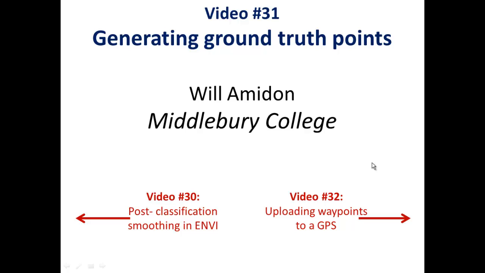Of course, with any classified image, many of the pixels have been misclassified. So in order to assess the accuracy of the classified map, we need to actually go into the field and locate those pixels and see if they've been correctly classified or not. And so the way to do that is to first generate a set of random ground truthing points for each of our classes, and then get those points into a handheld GPS so we can locate them in the field.